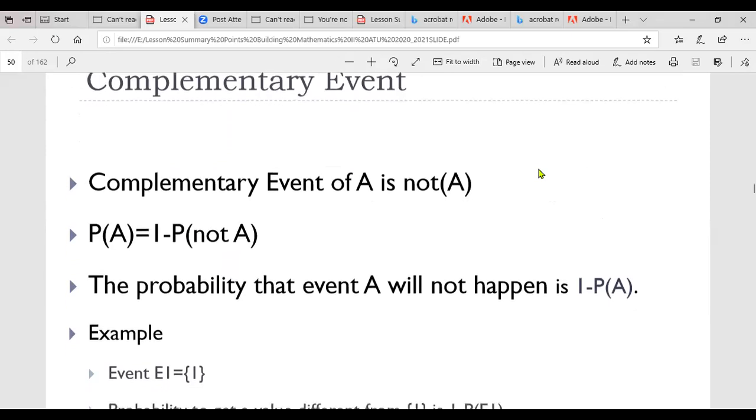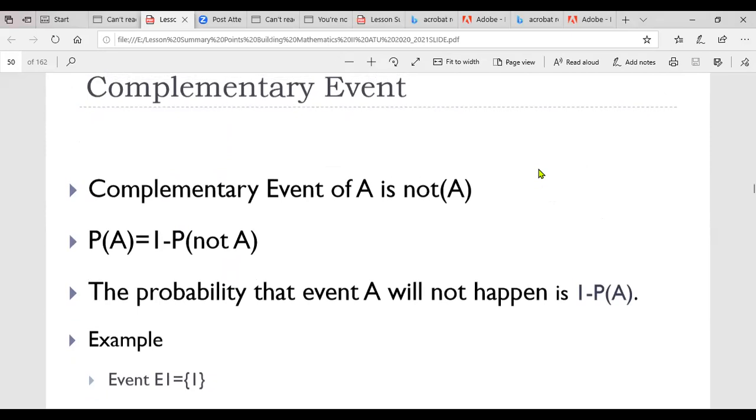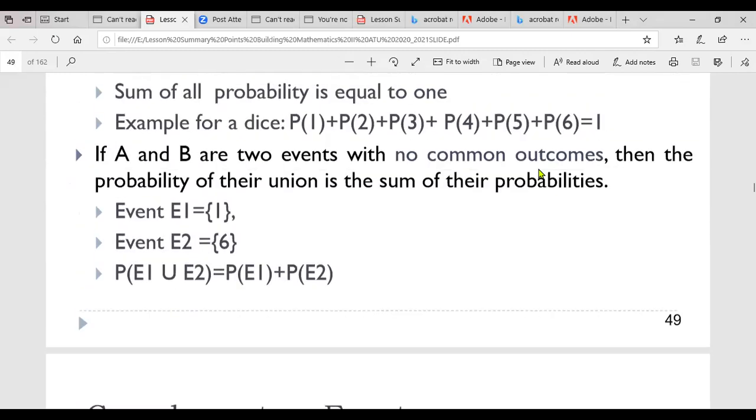The complement of an event. But before we do that, let me also touch on a follow-up rule to what we just talked of. Another thing we have to understand is that when we sum the probabilities of all the possible events in the sample space, we should always get 1. So in terms of formula, the sum of the probabilities of all the events in the sample space is equal to 1. So this is what we are trying to demonstrate.